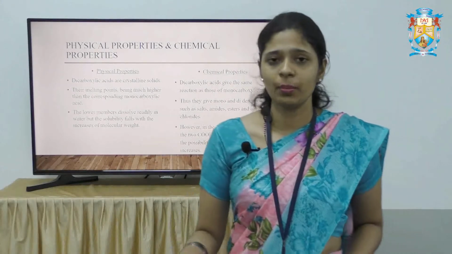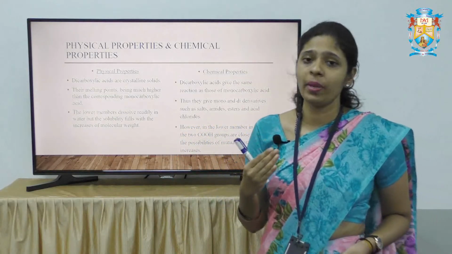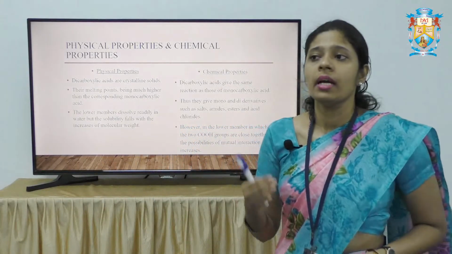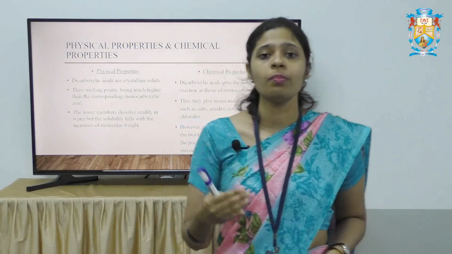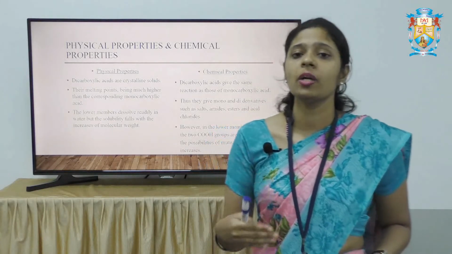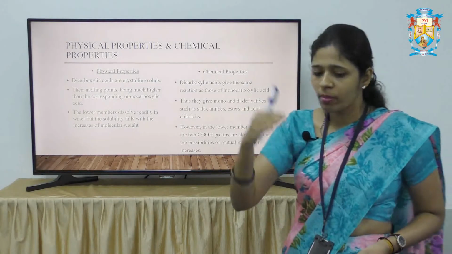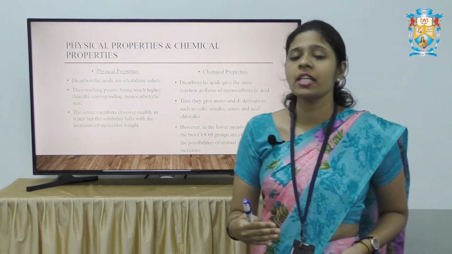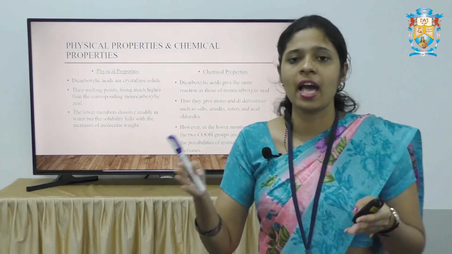Now we move on to chemical properties. In chemical properties of dicarboxylic acid, when we compare with monocarboxylic acid, the chemical properties remain the same in terms of reaction. Dicarboxylic acids give mono or di derivatives to form salts, acids, amides and esters. And the third property of dicarboxylic acids is that the lower members, that is oxalic acid, palmitic acid, have mutual interaction, and hence they don't react with other molecules fast, since they have a mutual interaction.